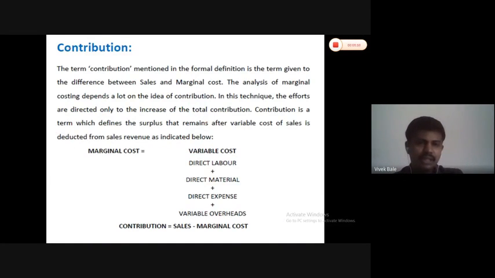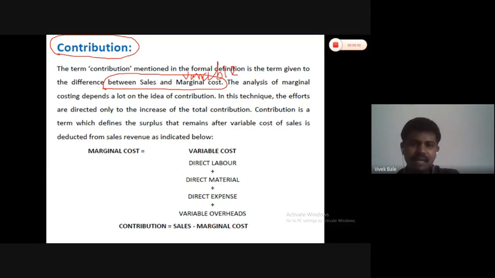Here in marginal costing, a term has been defined, which is known as contribution. So in today's lecture, I am going to cover the term contribution. Basically, contribution is the term given to the difference between sales and marginal cost. Marginal means variable cost. So the difference between sales and variable cost is called contribution. Sales minus variable cost is equal to contribution.